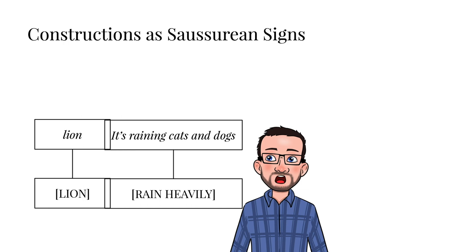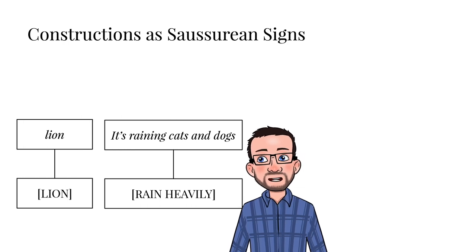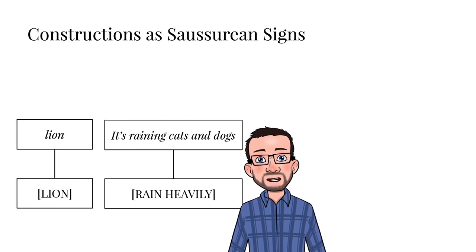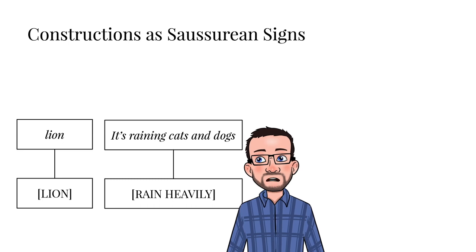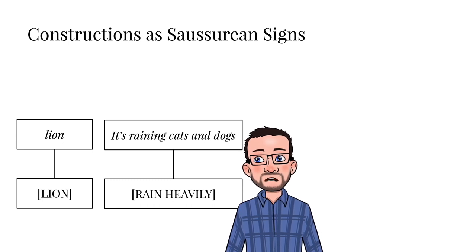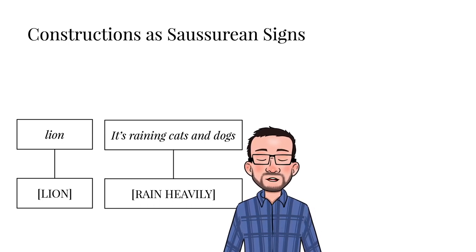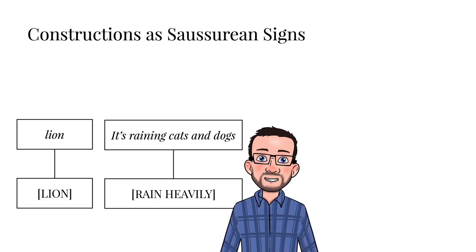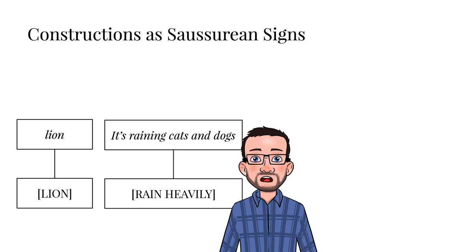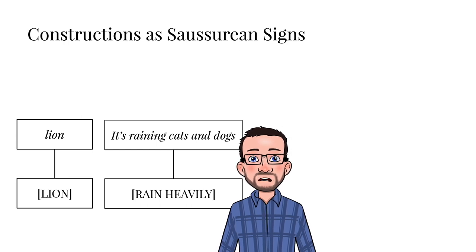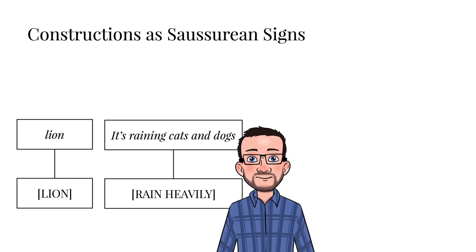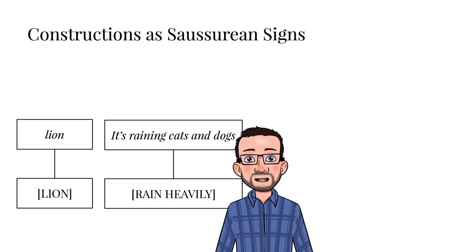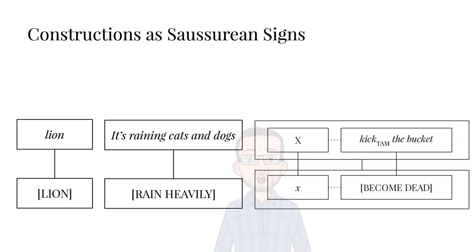Here's another example, but this time of an idiom, it's raining cats and dogs, which is a fixed expression that means that it's raining heavily. Both the lion construction and the it's raining cats and dogs construction are similar. There is one fixed form, which can be one or more words, and a conventional meaning that is attached to that form. Idioms, however, can be only partially fixed and leave some other parts open.